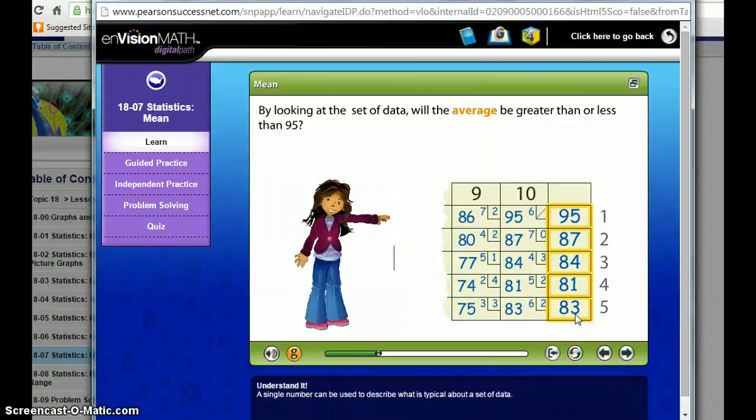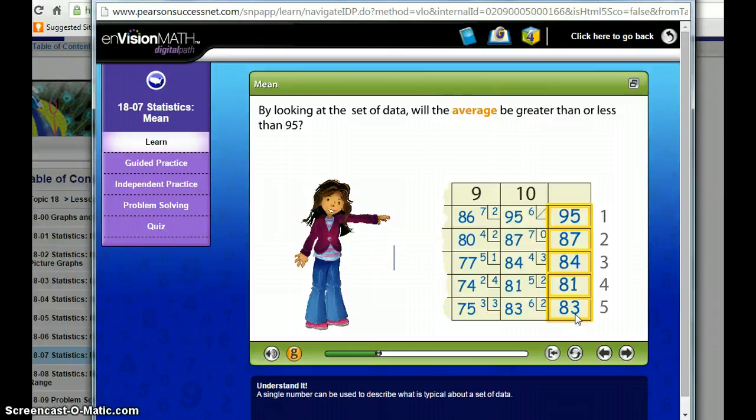Okay. It's going to be less than 95. And the reason I know that is because, like we said, an average is found by adding them all up and dividing by the number that there are. Well, it's also that an average is about where most of your numbers fall. Okay?